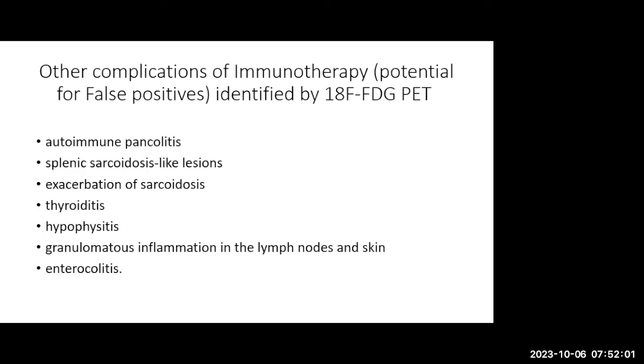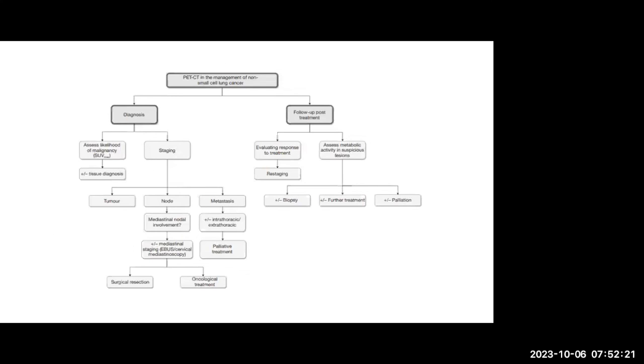These are just a list of some of the complications of immunotherapy. As I mentioned, thyroiditis, I showed you that picture. You could have exacerbation of sarcoidosis, splenic sarcoidosis, autoimmune pancreatitis, hypophysitis. So a lot of inflammatory conditions, because the same body responding to the tumor could attack normal tissue.